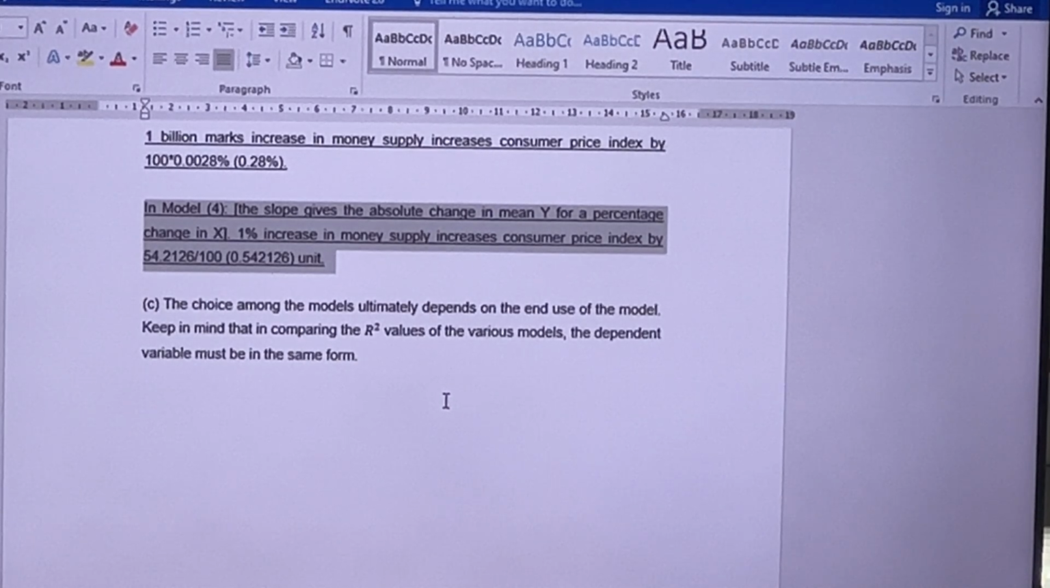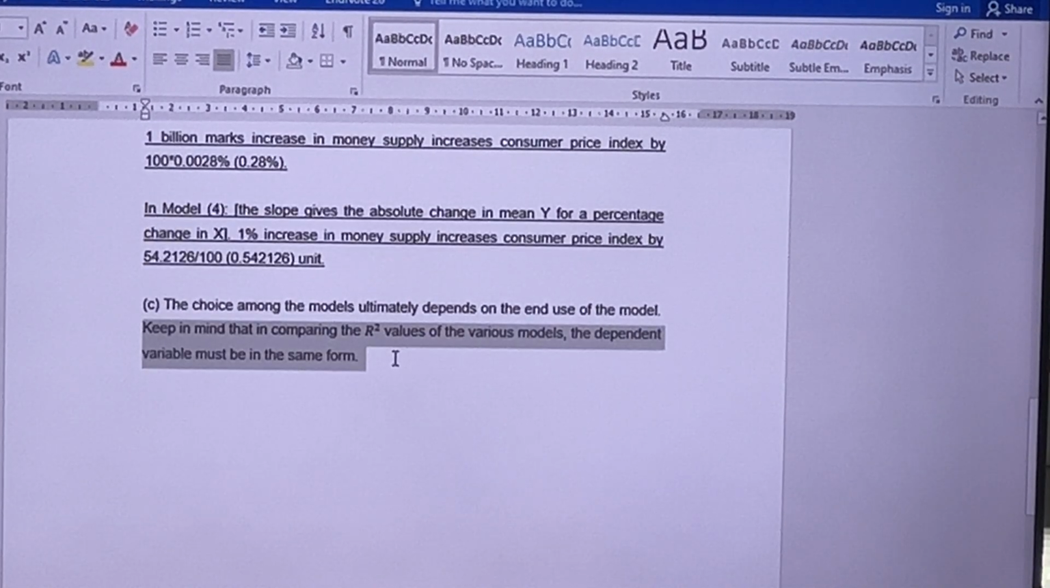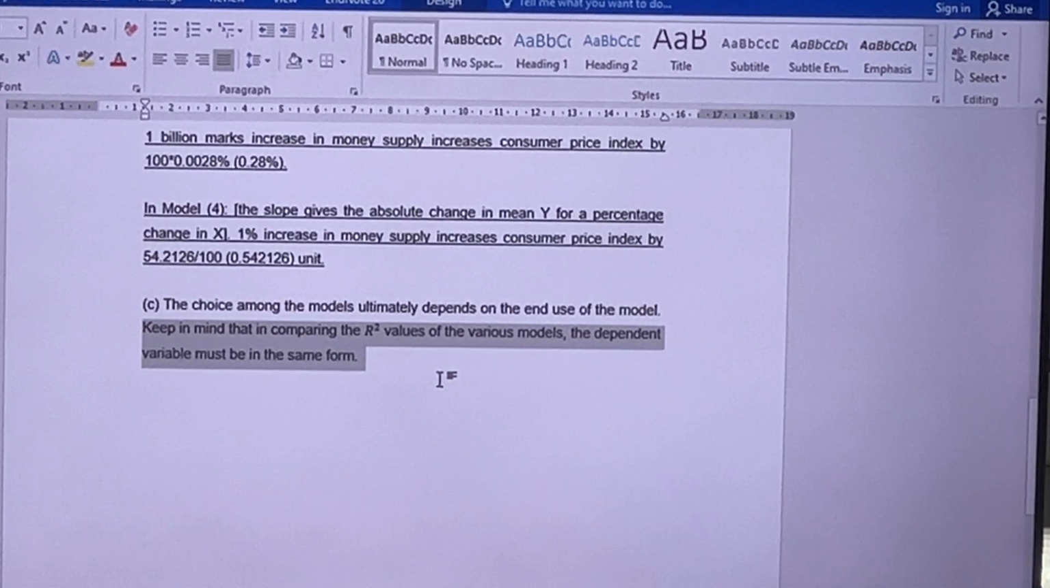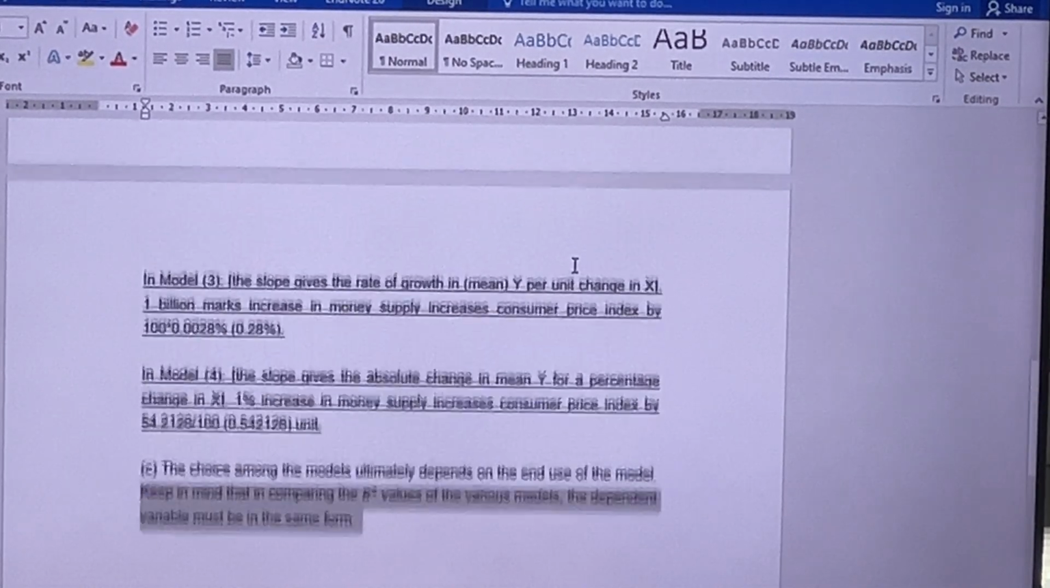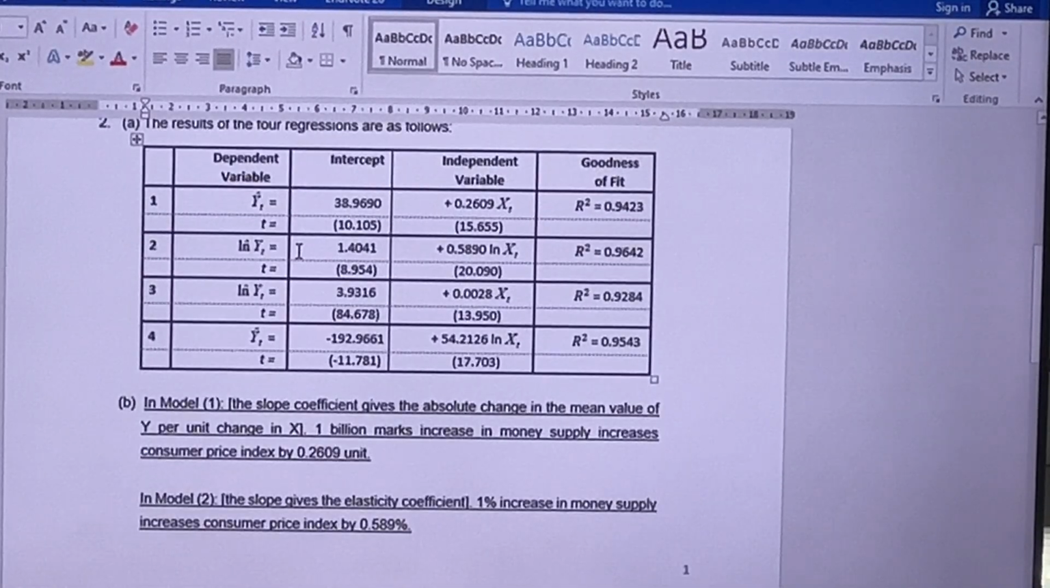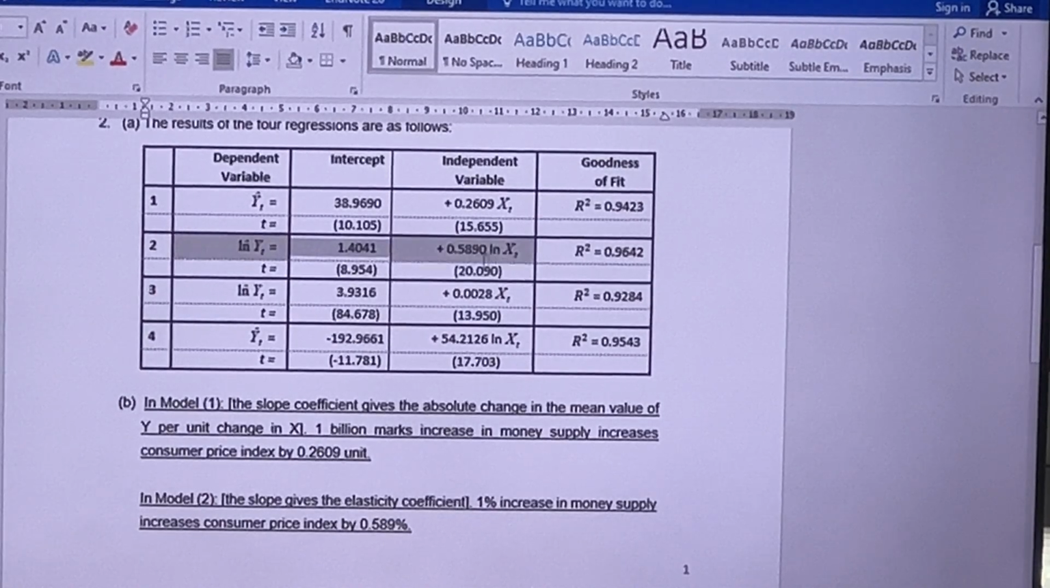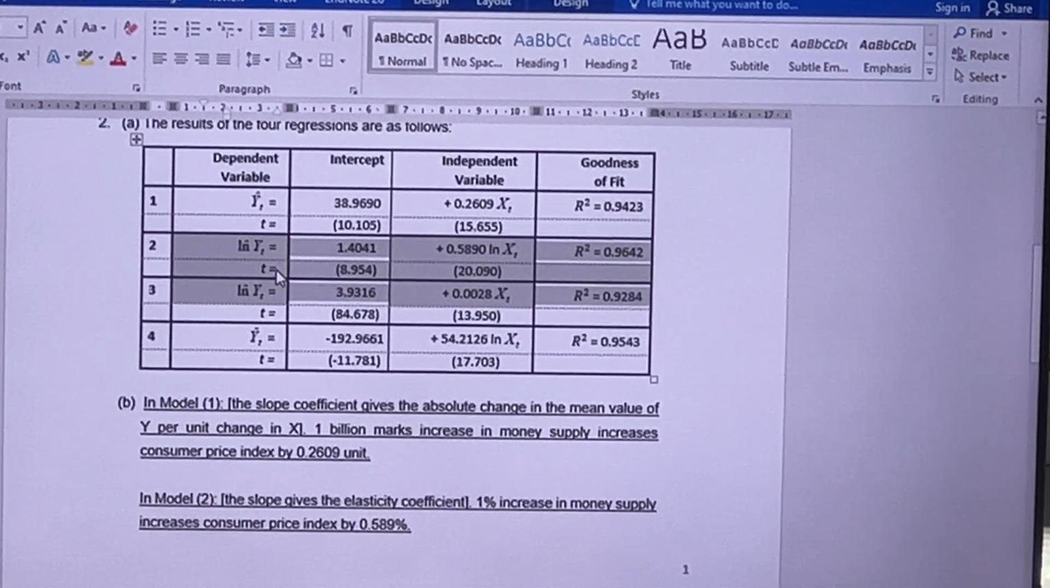But if you want to make a comparison of which one is the best in fitting the data, then remember you can only compare R square for models that use the same values of dependent variable. Keep in mind that when comparing R square values of the various models, the dependent variable must be in the same form. So for example, you can only compare R square of model 1 and model 4 because they have the same original value of Y. Similarly, you can compare R square of models 2 and 3 because their dependent variables are the same, log of Y.